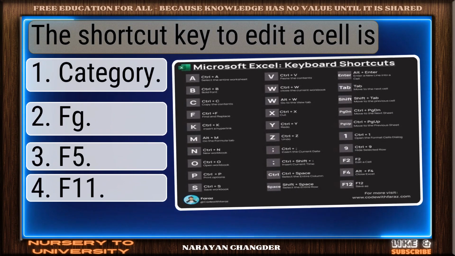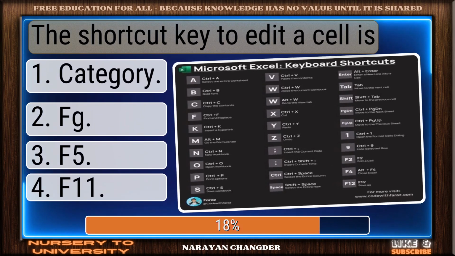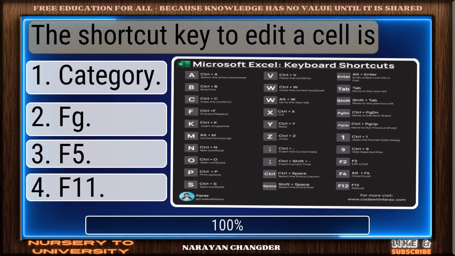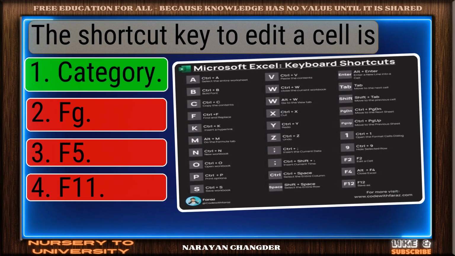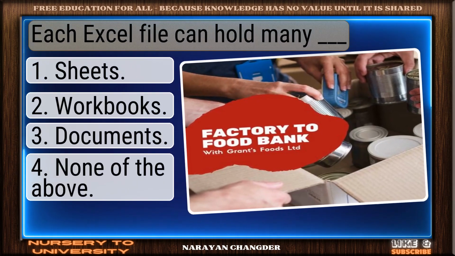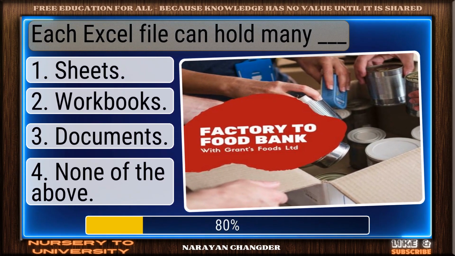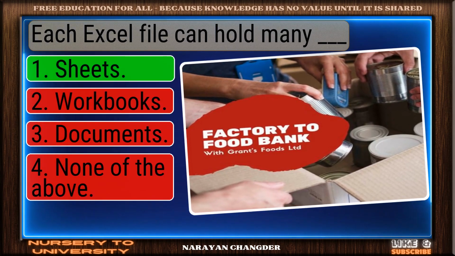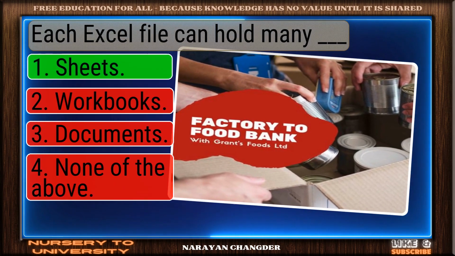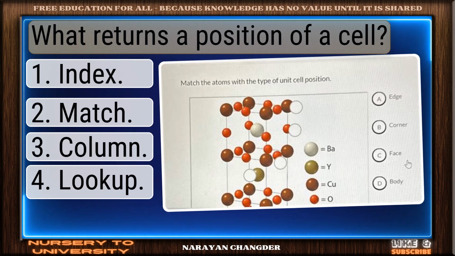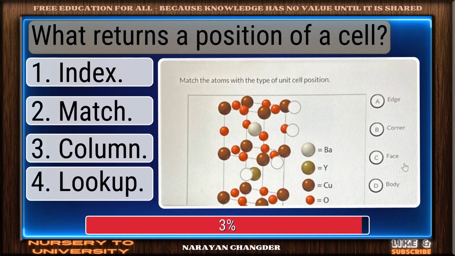The shortcut key to edit a cell is. Correct. Category is the right answer. Each Excel file can hold many dash. Nice work. You chose sheets, and it is correct. What returns a position of a cell?